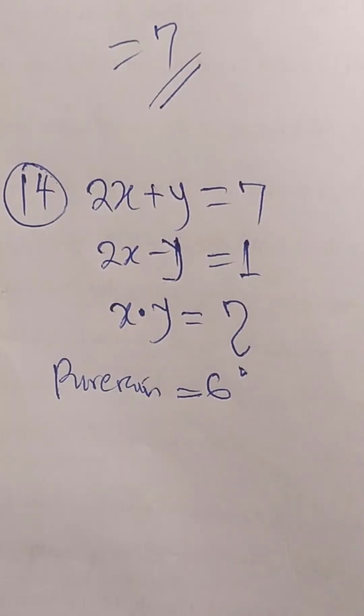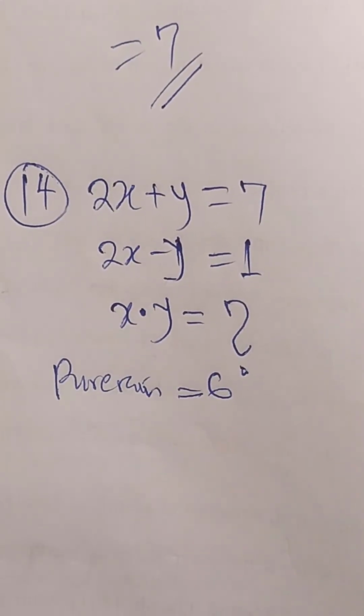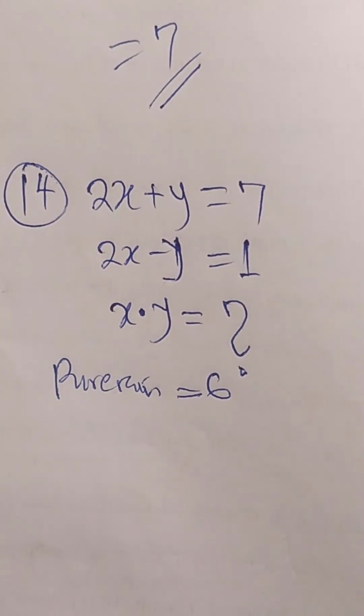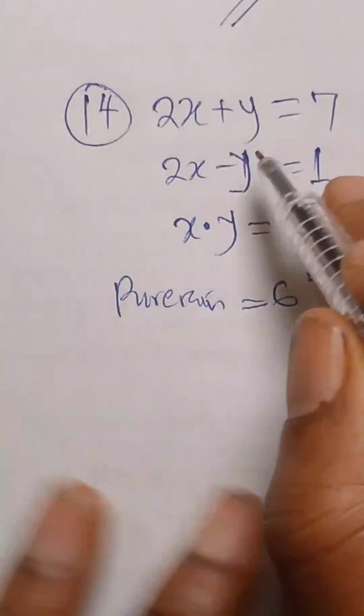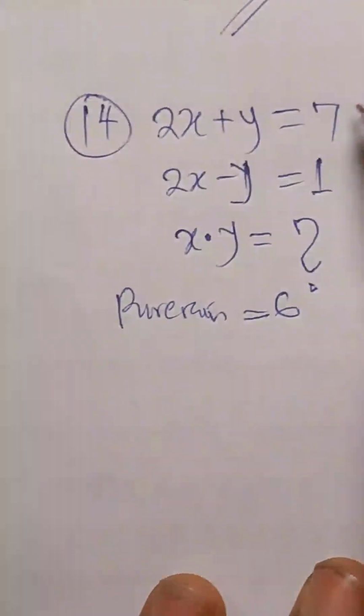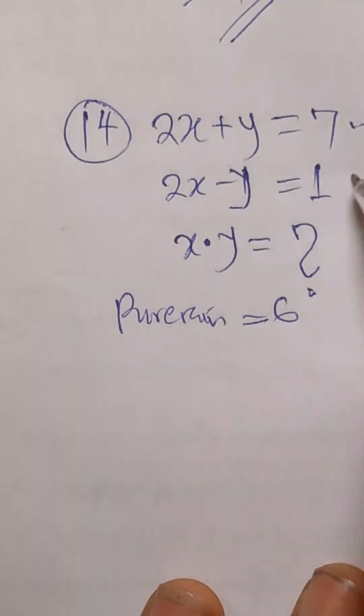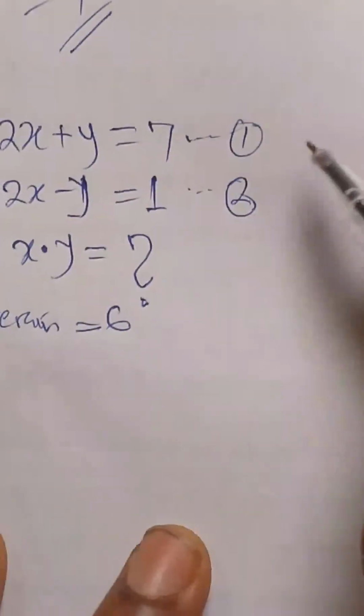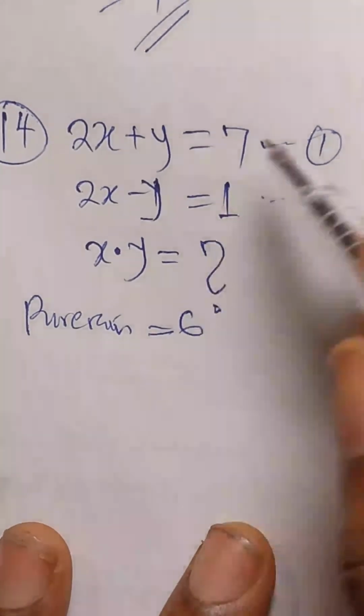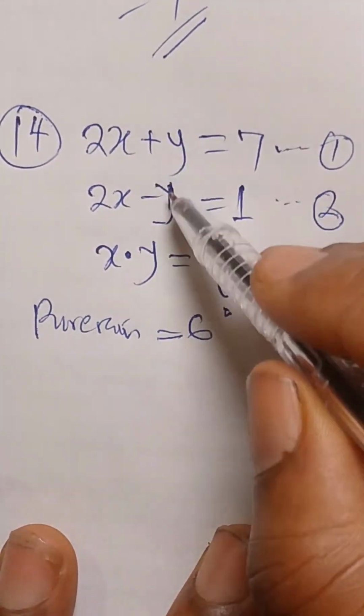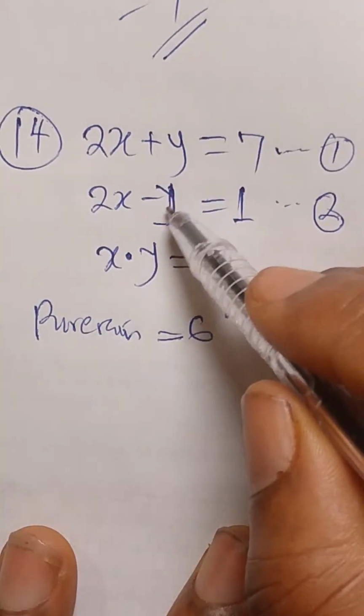This is a simultaneous equation. So let me solve it. See, this question is very easy. Whenever you're given a question that has two equations, this is equation 1, this is equation 2. This is a simultaneous equation. Now you can just add equation 1 and equation 2, since there's one y here and a negative y there.